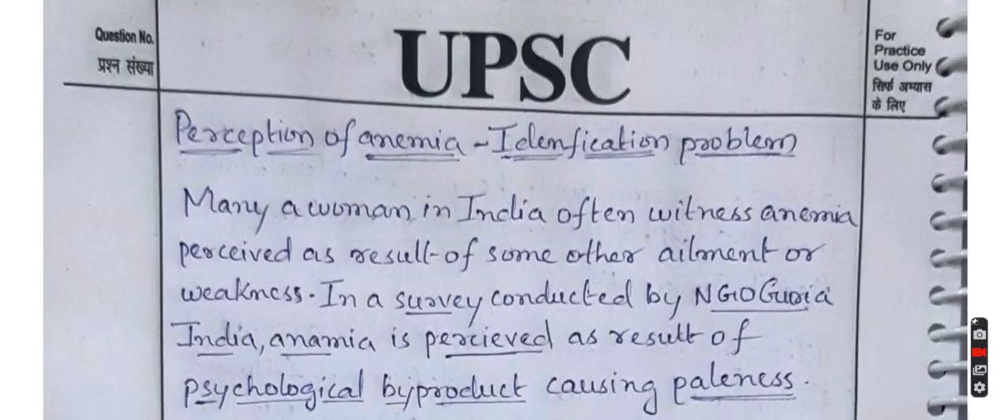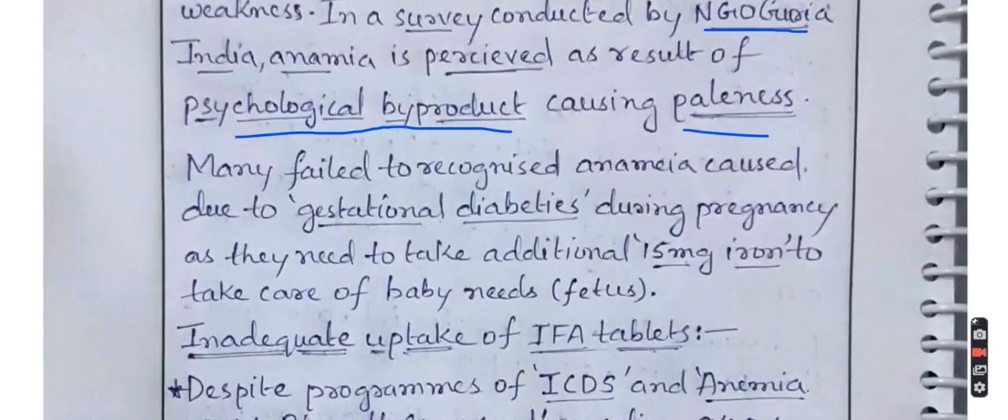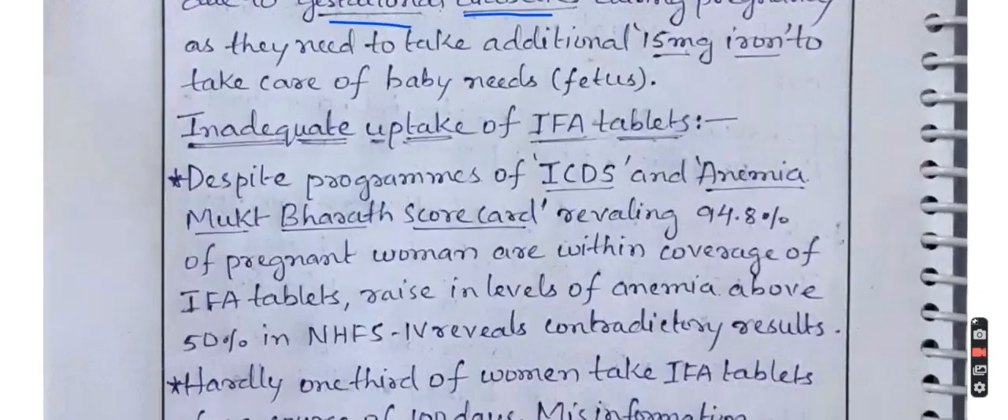Moving forward, we spoke about the perceptions. I mentioned that NGO survey. So you can see how the psychological byproduct causes paleness. Then we spoke about gestational diabetes. These things add uniqueness to your answer.